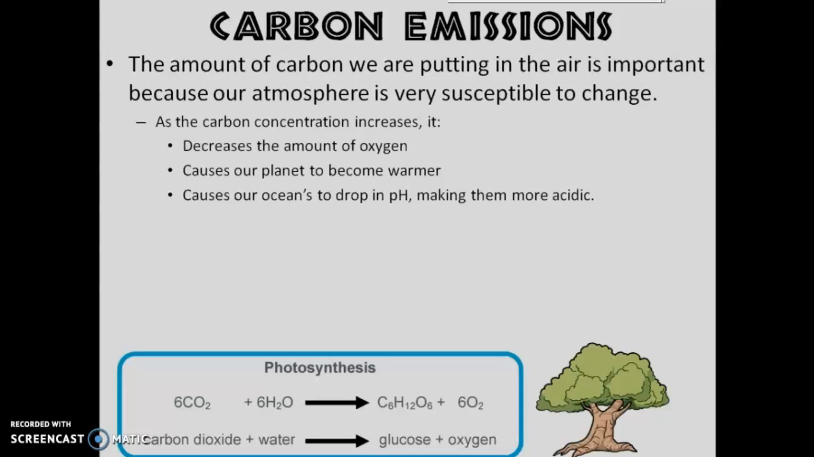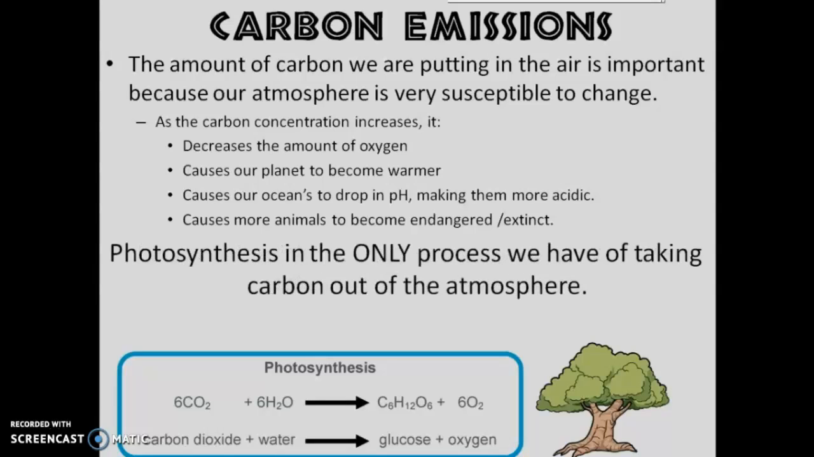We've talked about pH previously, with pH and other living organisms, and how small changes in pH can cause big or drastic changes in living organisms. This can lead to more animals, especially in these ocean habitats, to become more endangered or extinct.